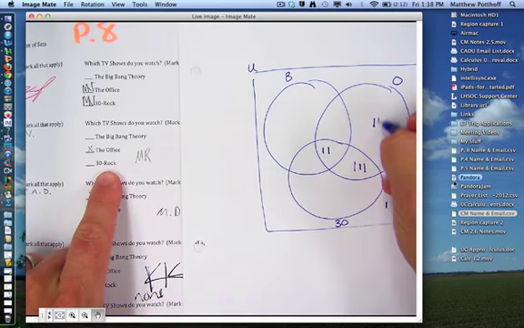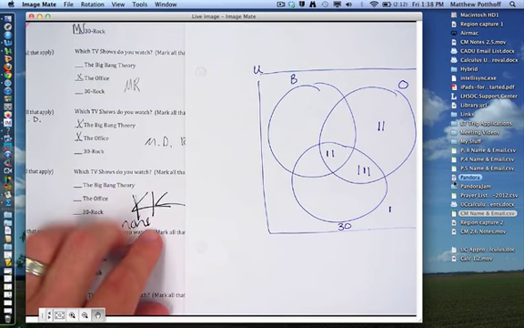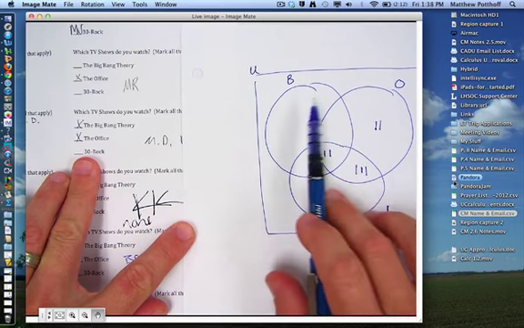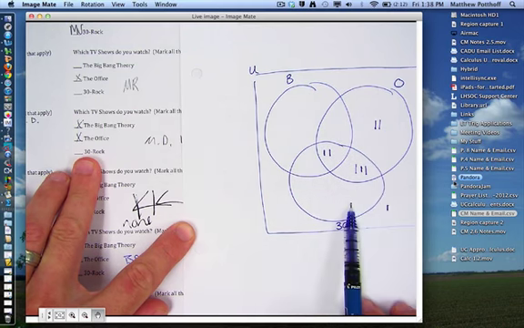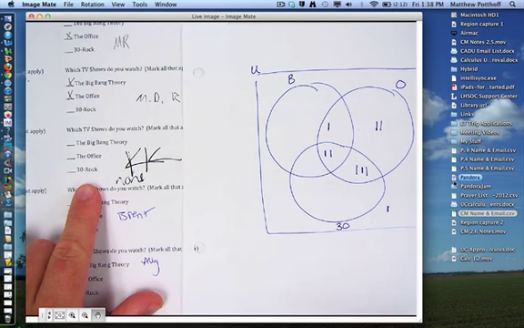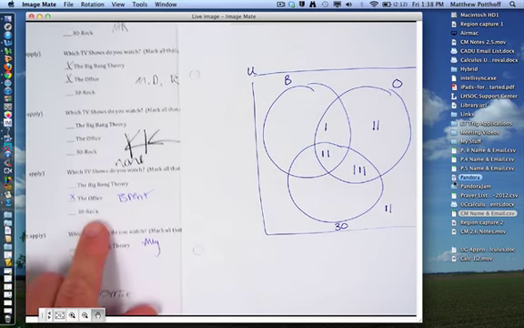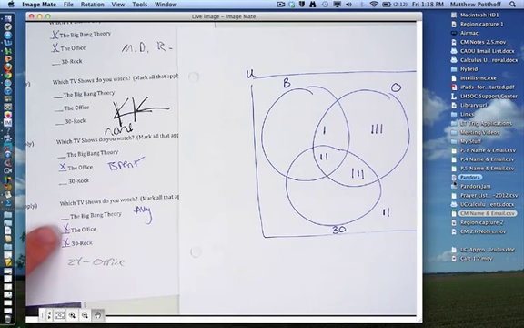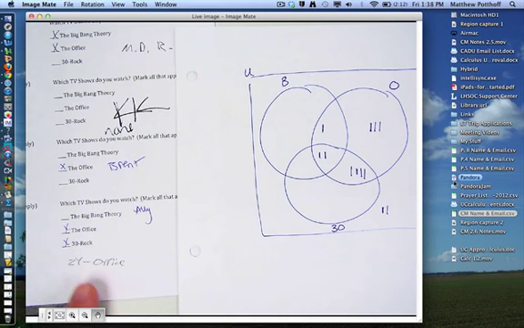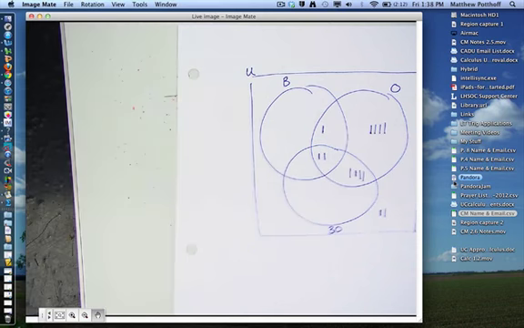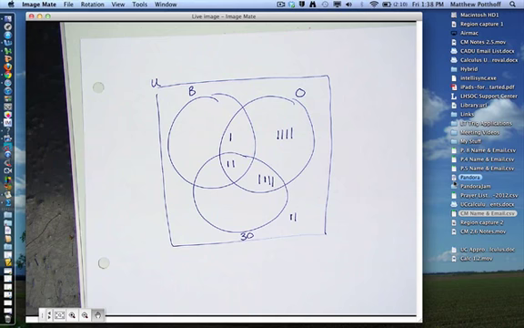This one's an Office only. This one's Big Bang Theory and The Office only. So they need to be in Big Bang circle and Office circle, but not in 30 Rock. It's going to be right there. Okay, we have another none. Another Office only. An Office and 30 Rock, and an Office only. Okay, so that's making the Venn diagram right there.